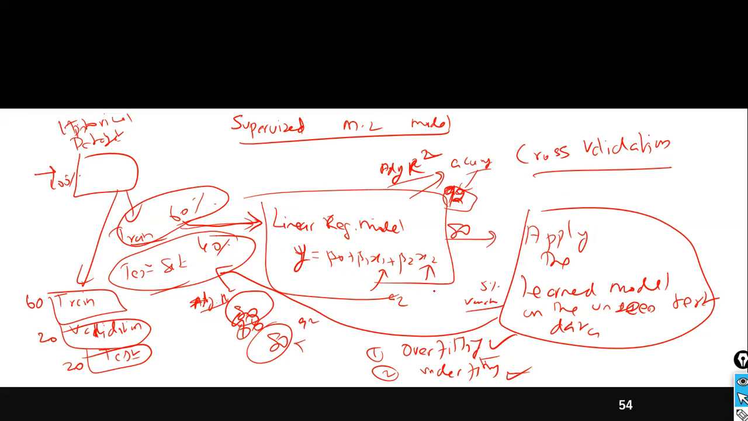The difference was just 5%. That means it is not overfitting or underfitting. Your model did not memorize. It was able to generalize very well.